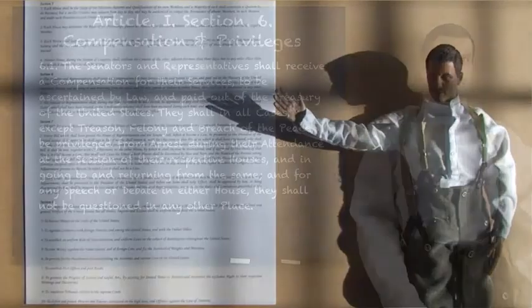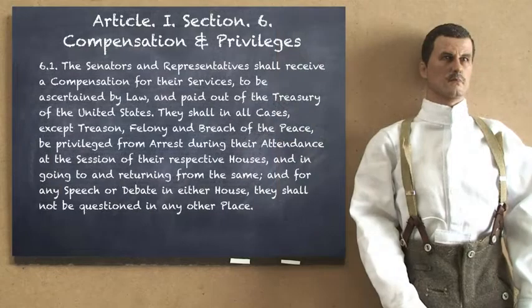So that's it there. It says, the senators and representatives shall receive a compensation for their services, to be ascertained by law and paid out of the Treasury of the United States. So there's a really simple thing. It just says they all need to get paid, and they're paid by the Treasury of the U.S. So they're not paid by states, they're not paid by any private parties or anything. They're paid by the Treasury.